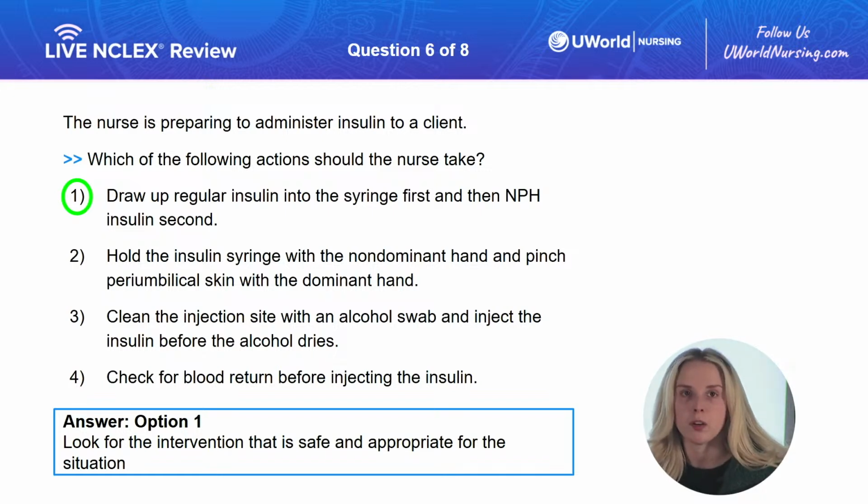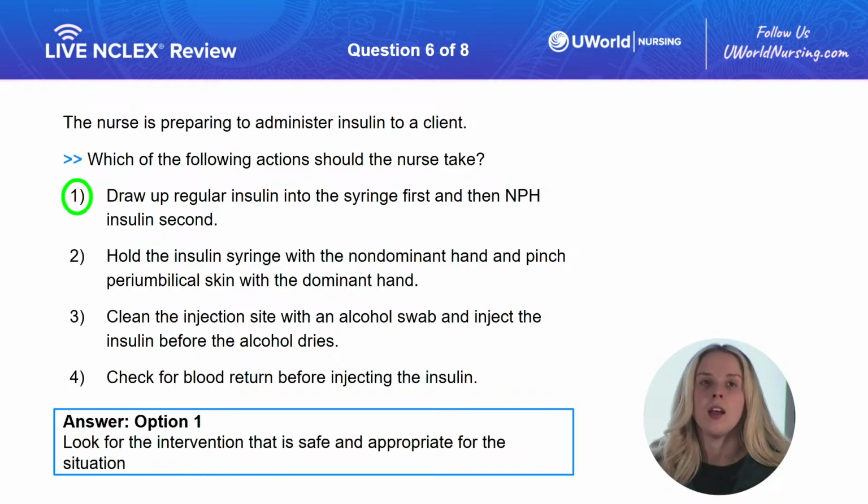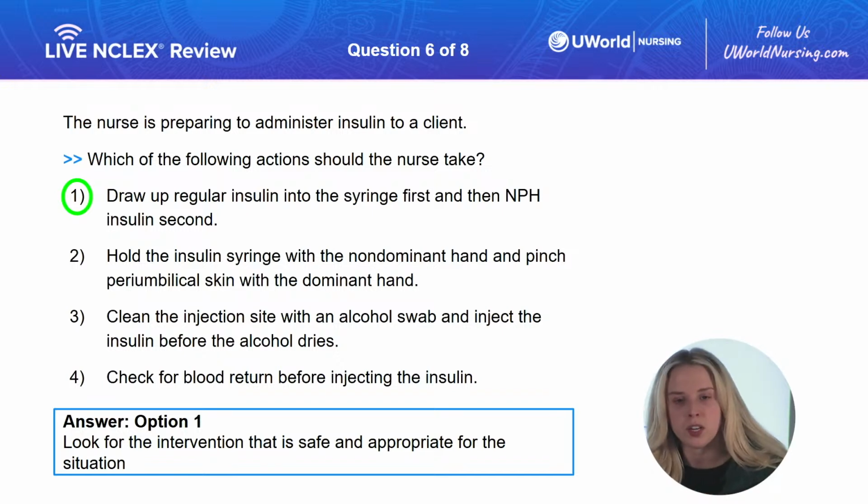Option number 4, check for blood return before injecting the insulin. This is describing more something we see in an intramuscular shot, or an IM shot, when we aspirate. Insulin shots are subcutaneous, or sub-Q, shots, so this is a separate mechanism here. Again, option 1 was our correct option. Way to go, you guys.